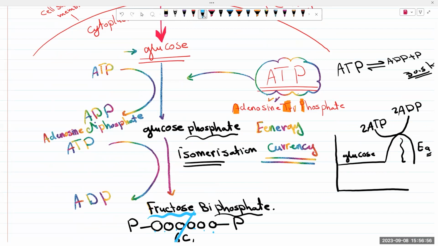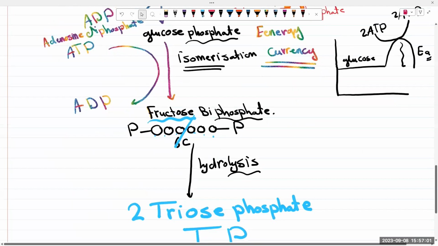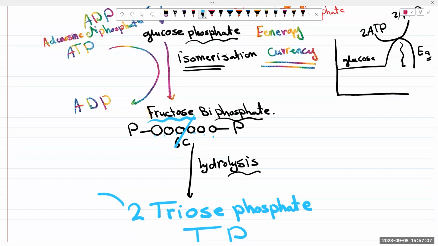Fructose biphosphate is reactive, easily broken down. So immediately it will be broken down inside the cell into 2 triose. You know what is triose? Triose is a sugar, a 3 carbon sugar, okay? That's why we give the prefix tri, and we give the suffix "ose" because "ose" means sugar.